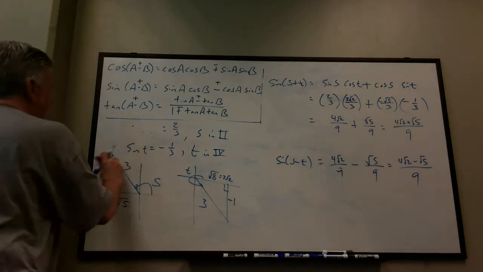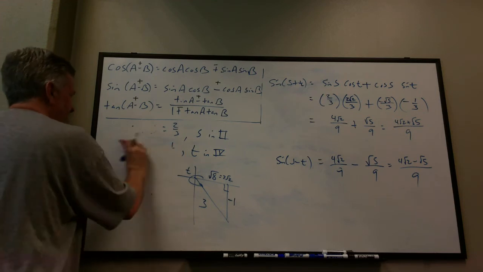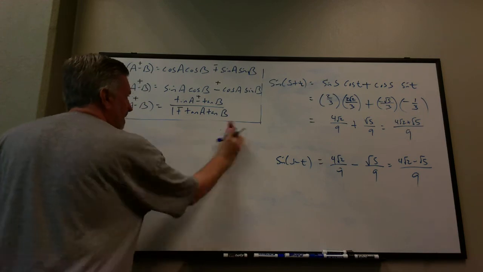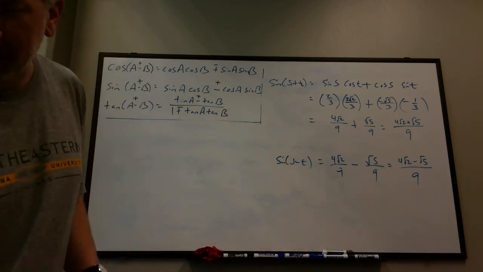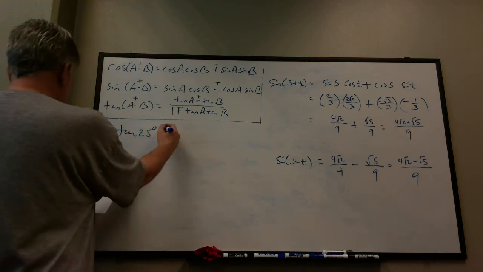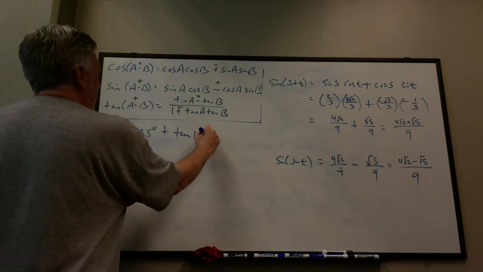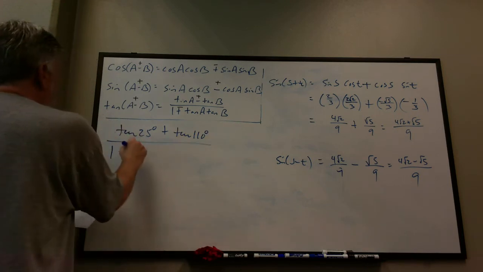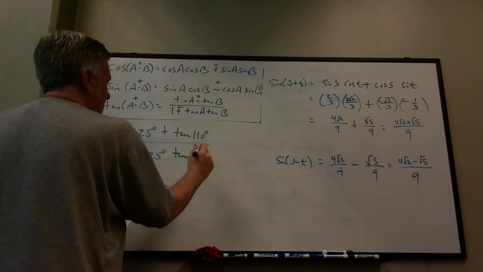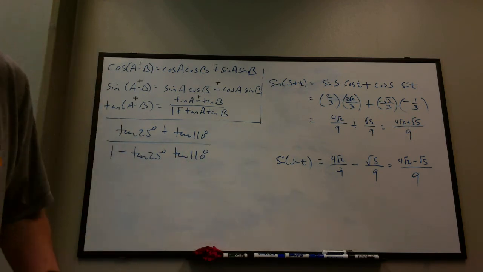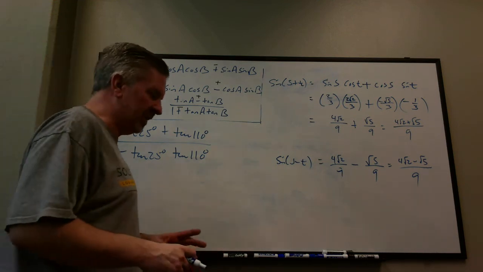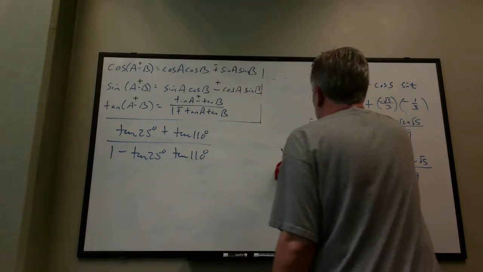Okay, now the next problem, it's the same philosophy as some of the ones we've done. It says, find the exact value of the following expression. Tangent of 25 degrees plus tangent of 110 degrees over 1 minus tan of 25 degrees, tan of 110 degrees. Okay, so it says find the exact value, so they don't want you to punch it in the calculator. That's not what they want you to do.